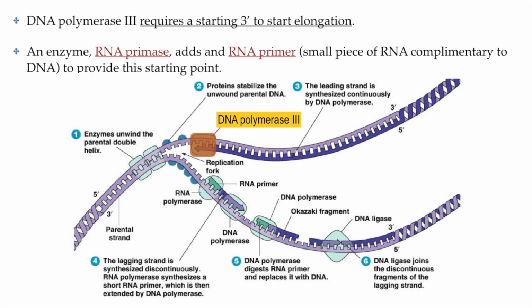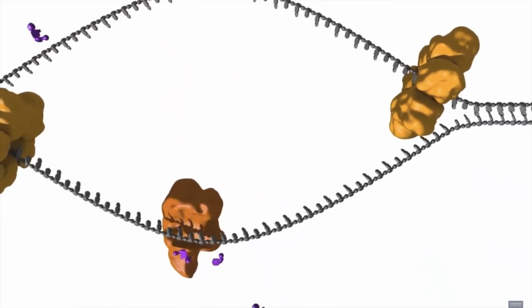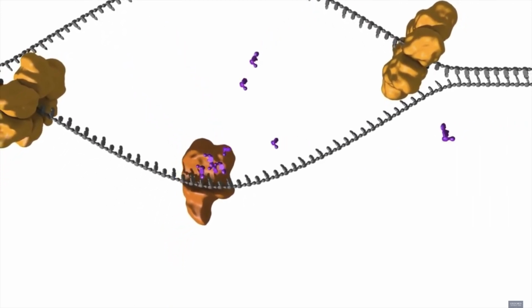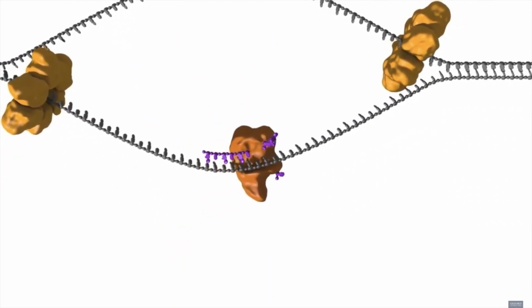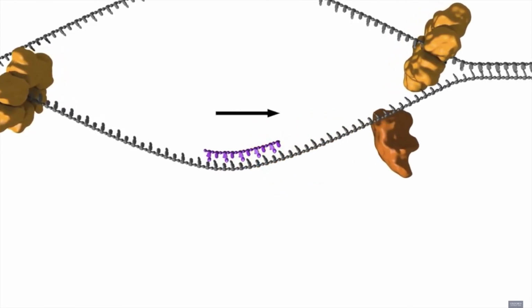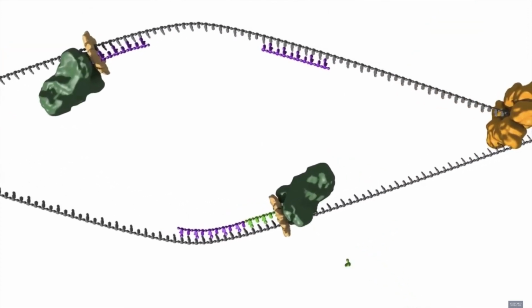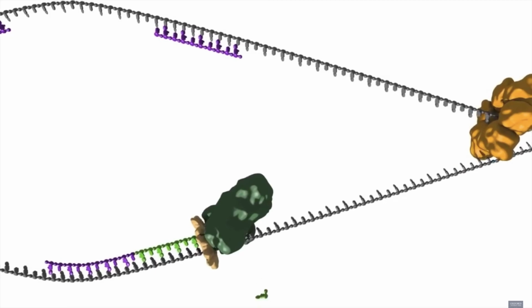And so the process of DNA replication actually starts with the addition of something called a primer. That is a short piece that is complementary to a part of the parent strand, and that primer is added by an enzyme called RNA primase. And as the name might suggest, RNA primase adds an RNA primer into the template strand of DNA, and then DNA polymerase 3 can start building onto that RNA primer.